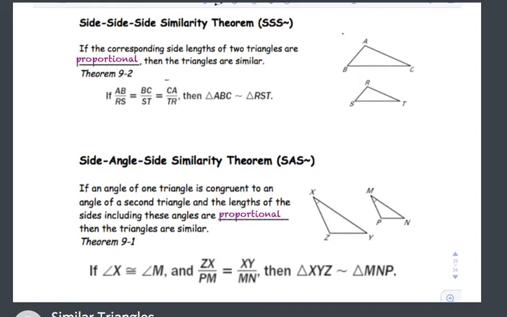Another method we can use is side-side-side similarity. If the corresponding side lengths of 2 triangles are proportional, then the triangles are similar. You have to check all 3 sets of sides and make sure they reduce to the same thing. Side-angle-side has one angle matching and the sides that surround that. So ZX and XY, and then PM and MN surround those angles.